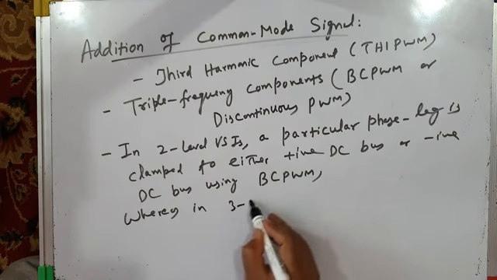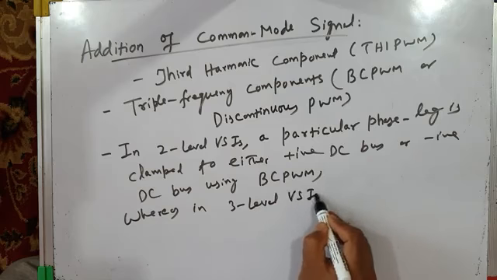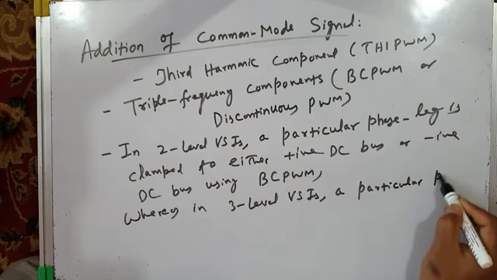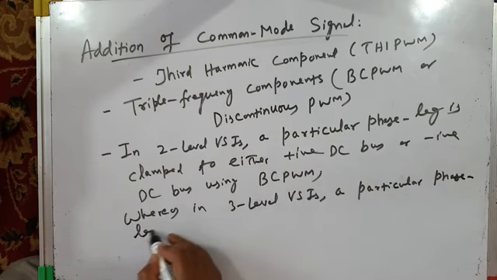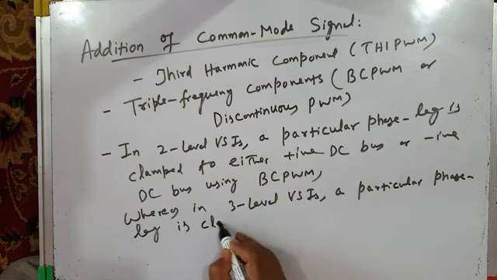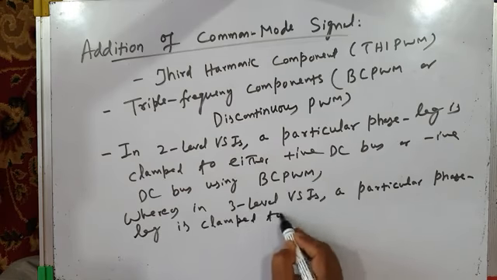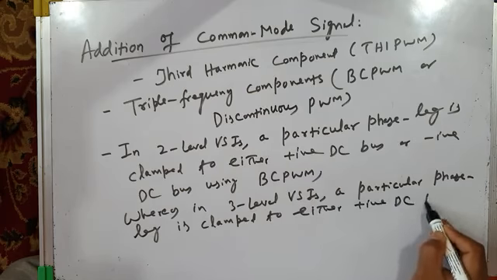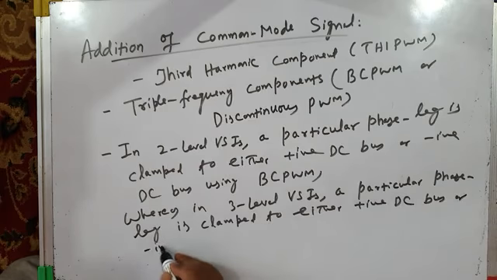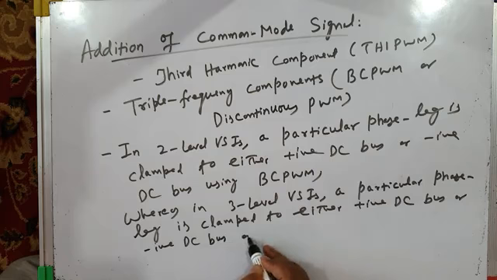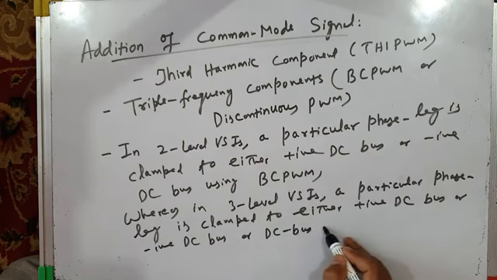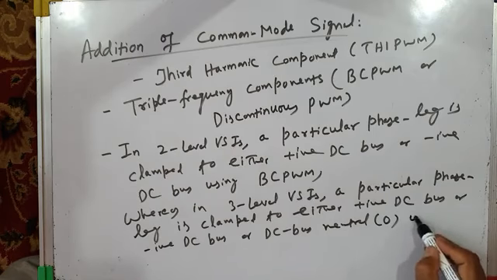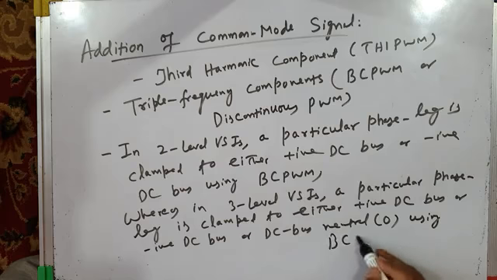in 3-level voltage source inverters, a particular phase leg gets clamped to either positive DC bus or negative DC bus or DC bus neutral. DC bus neutral is another possibility, giving zero output voltage using bus clamping PWM technique.